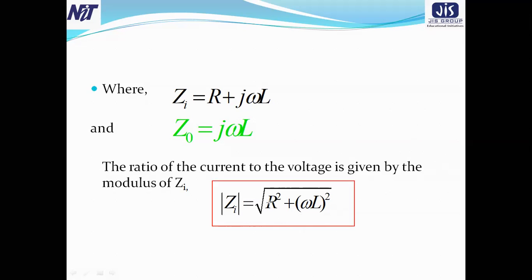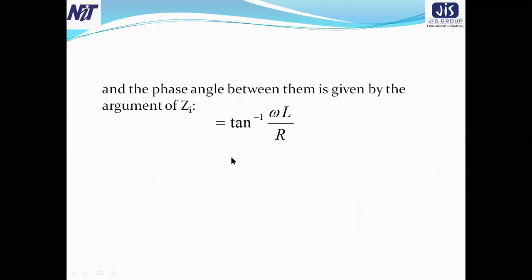Modulus of Z is root over R square plus omega L whole square, and the phase angle between them is given by the argument of Z. We already know it from class 9, that will be equal to tan inverse omega L divided by R. So this is the argument, tan inverse omega L by R.